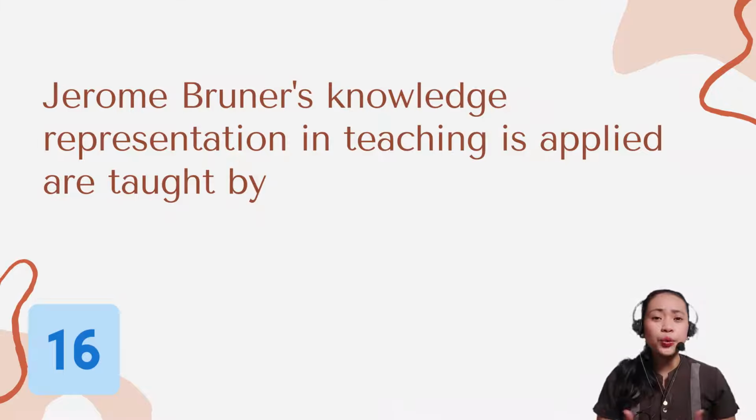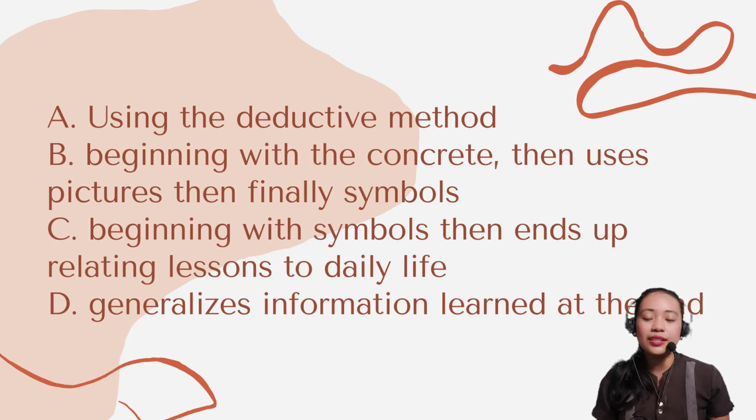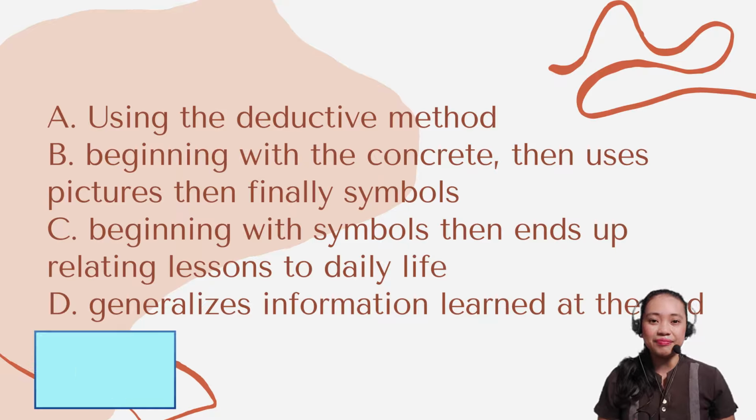Number 16, Jerome Bruner's knowledge representation in teaching is applied or taught by A. Using the deductive method, B. Beginning with the concrete, then uses pictures, then finally symbols. Letter C. Beginning with symbols, then ends with relating lessons to daily life. Or letter D. Generalizes information learned at the end.